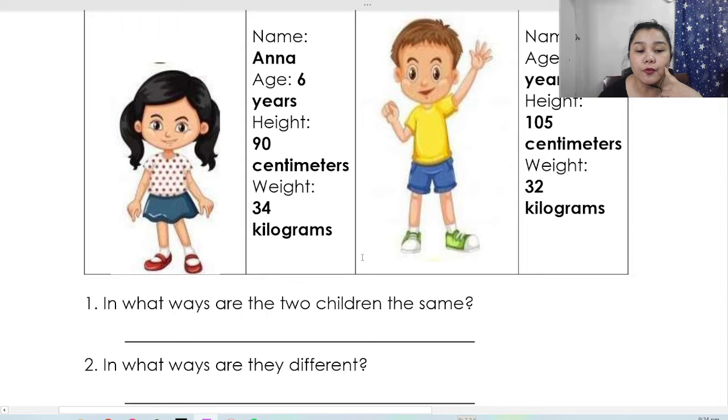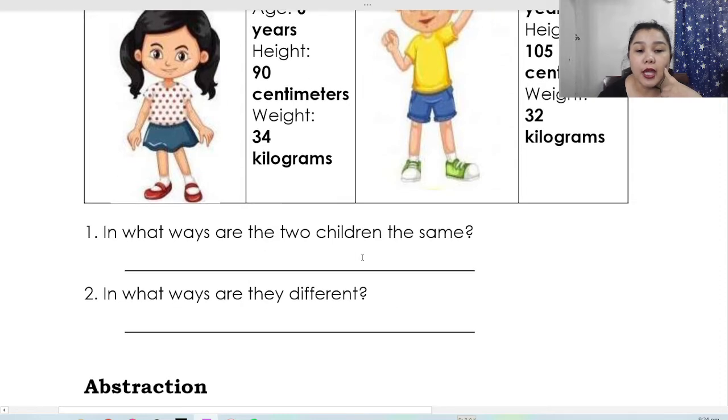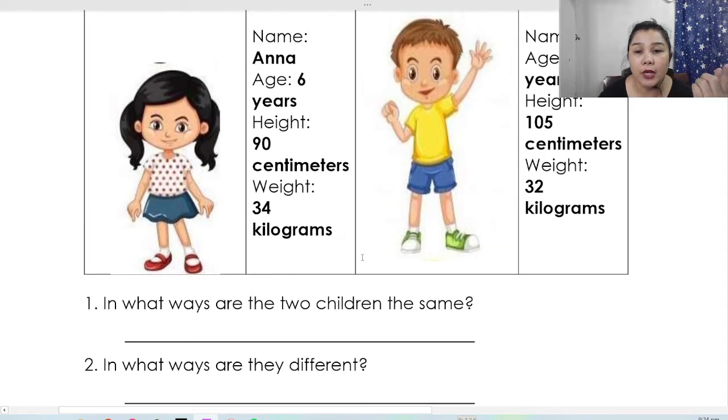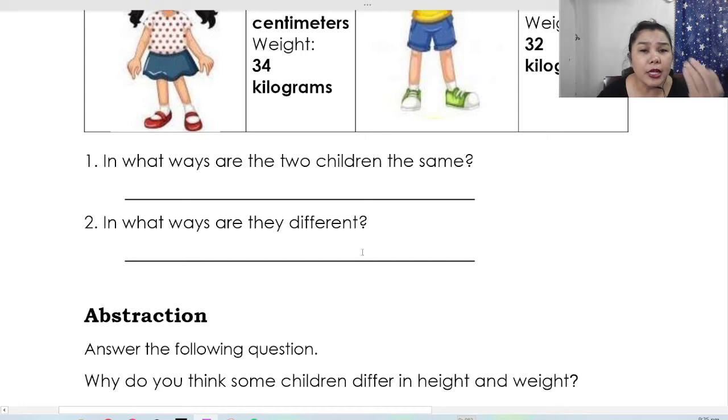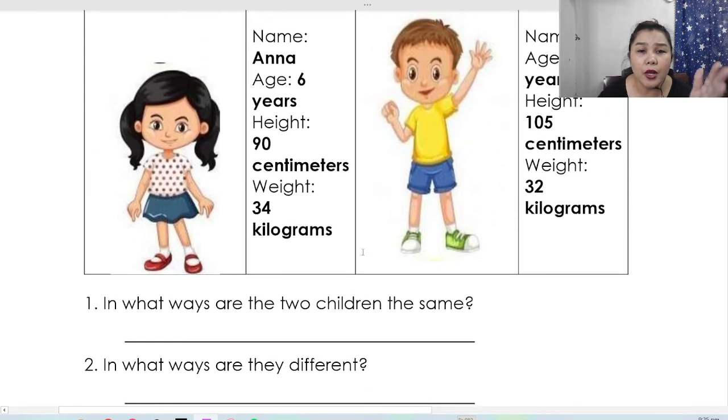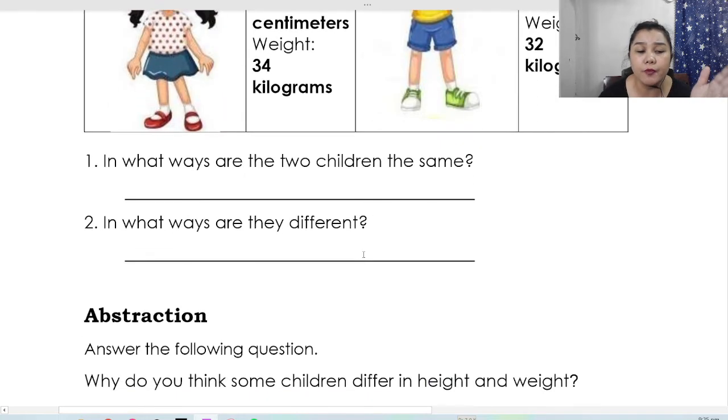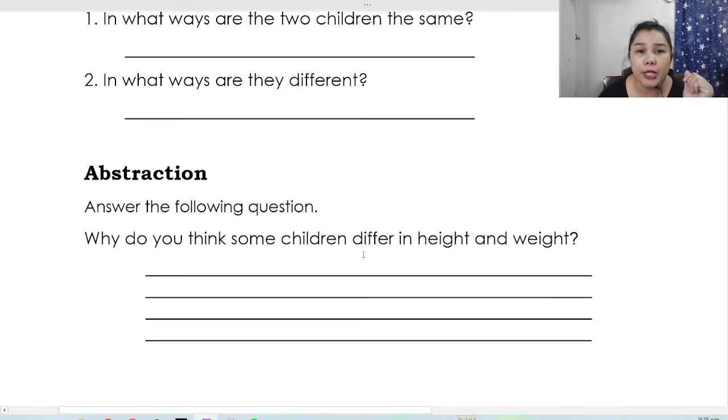Next, number 2, in what ways are they different? What is their difference? Are they different in age? Are they different in height? Or are they different in weight? So, just choose from the three. You just choose your answers from those three that I mentioned. And then, if you're done, if you're able to know how Anna and Ben are different, and how they are the same, let's now proceed with the abstraction.